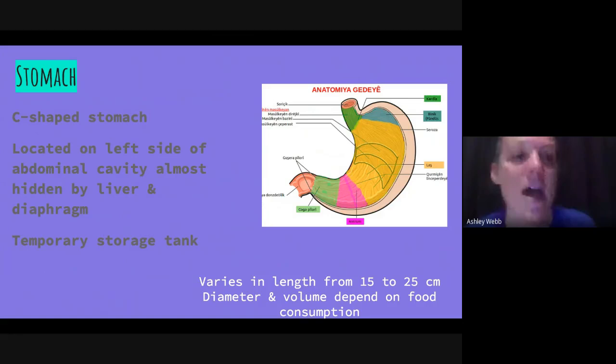The stomach is a C-shaped organ. It's located on the left side of our abdominal cavity. It's almost completely covered by the liver and the diaphragm. It's just kind of a temporary storage tank. It varies in length from 15 centimeters to 25 centimeters, from person to person. The diameter and the volume, of course, depend on the food consumption.